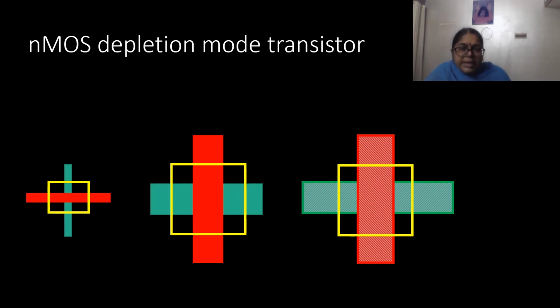If we have to indicate a depletion mode transistor, then we have to have an implant around the transistor. So an implant around the transistor gives the information that it is a depletion mode transistor. Here, polysilicon cuts the N diffusion, so an NMOS transistor is formed. Implant is also present, indicating that it is an NMOS depletion mode transistor.